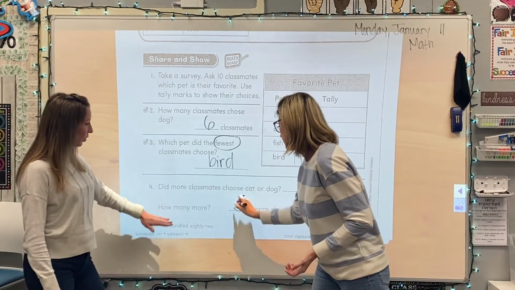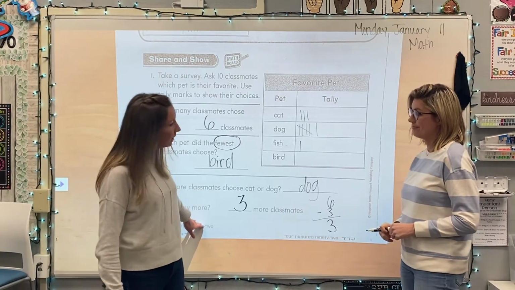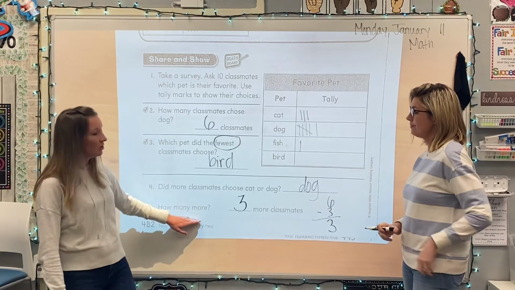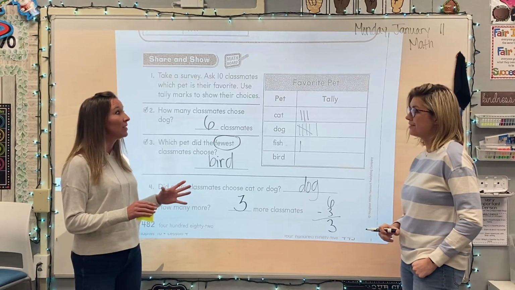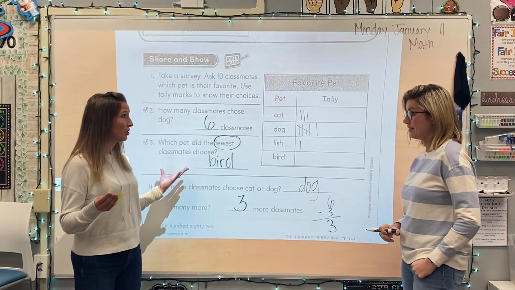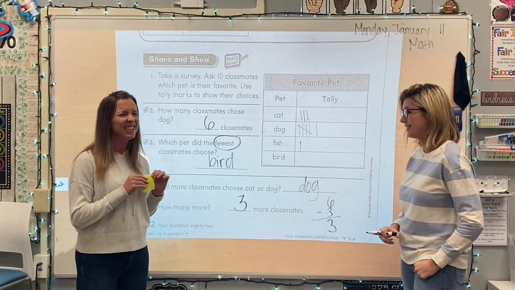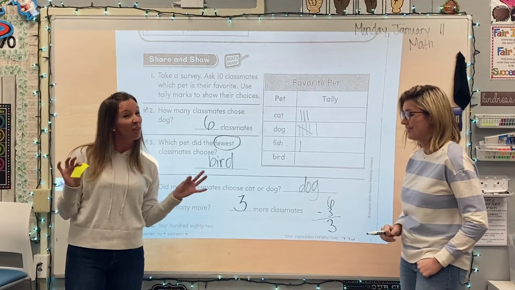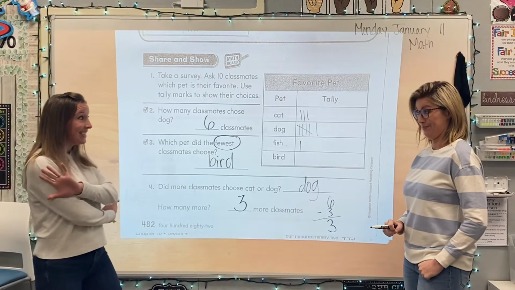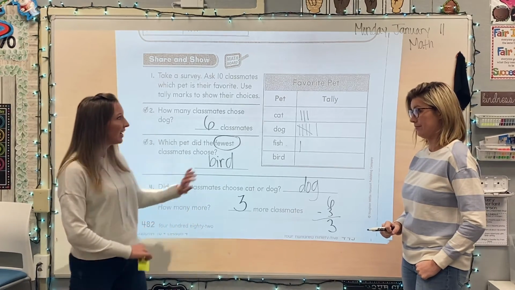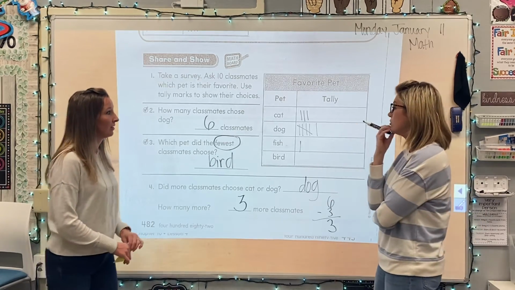Okay. Tricky. So how many more, if you see that on the back of your page, which you probably will, you want to remember that it means you need to subtract. All right. So, Mrs. Grant, while you were busy, I came up with a tricky question. Did you? Do you mind if I ask? Sure. Let's see how well Mrs. Grant can handle this one. Here's the question. How many students did not choose a cat or a dog?